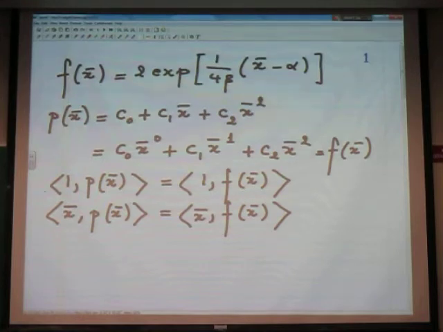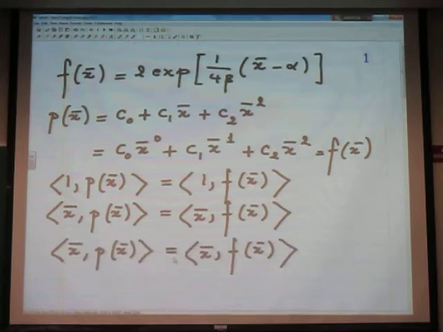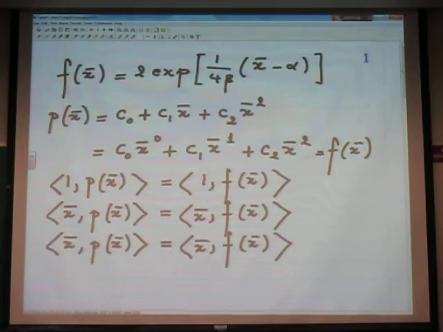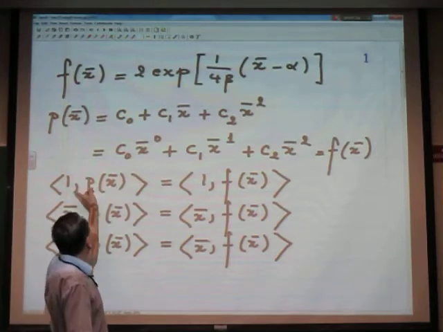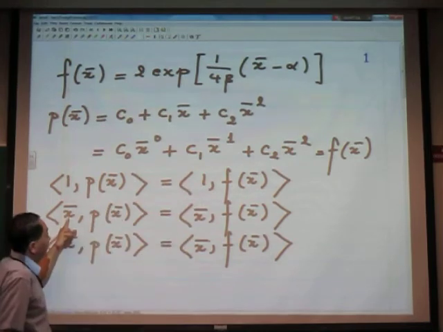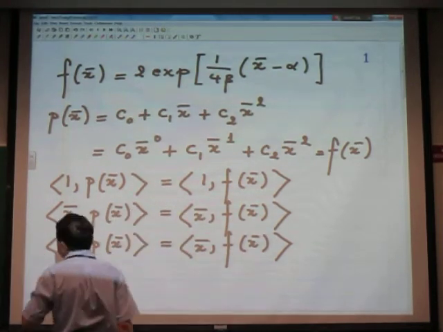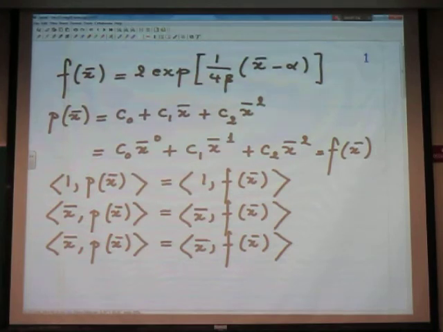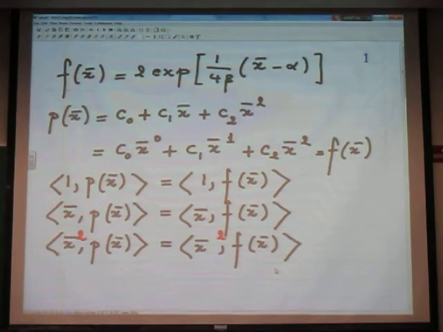Okay. And the third equation would be the same, but now with the next basis function. The first basis function is 1, that's x to the power 0, x bar to the power 0. The second basis function is x bar to the power 1. And the third basis function is x bar to the power 2. And so therefore, all you need is 2 there. Okay, and let me move this out a little so that it's a little less confusing.